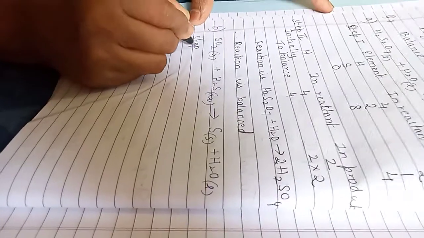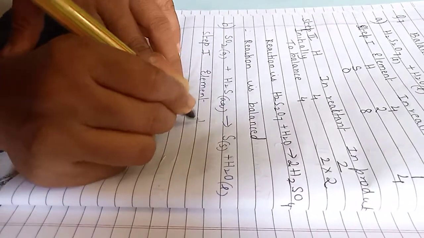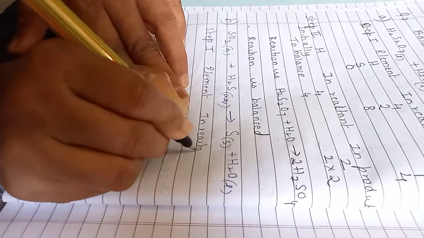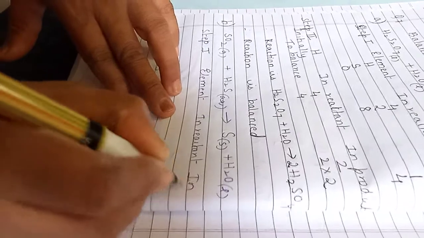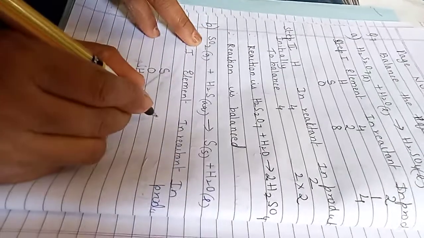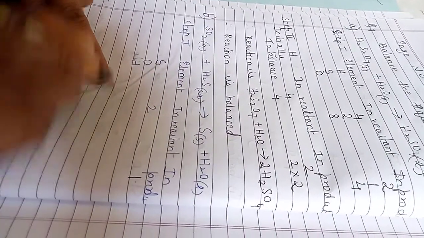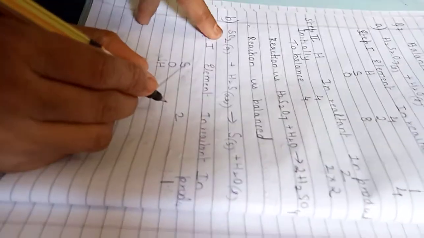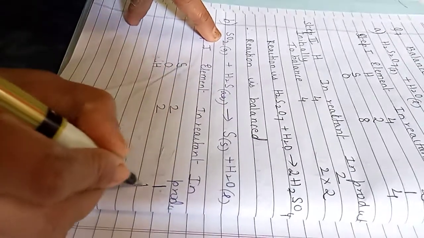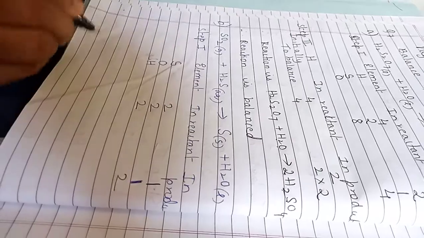Step 1. Element in reactant, element in product. Which are the elements? Sulfur, oxygen, hydrogen. In reactant, sulfur how many? 1, 2? In product, 1. Oxygen, 2. In product, 1. Hydrogen, 2. In product, 2. So what needs to be balanced? Sulfur and oxygen.